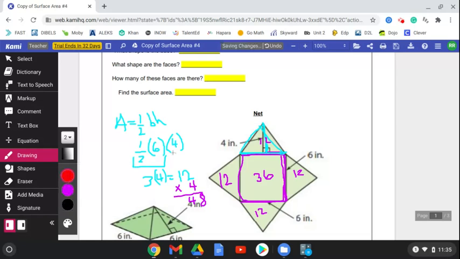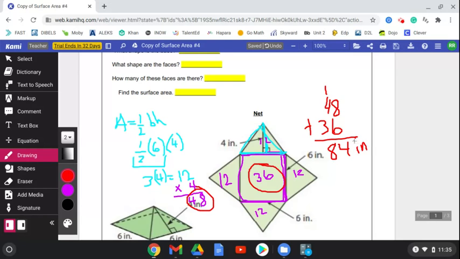Okay, so final step here is to take the area of the square and add it to the area of all the triangles. So 48 plus 36, that would give us what? That would give us 84, and this is inches squared. That is the surface area of this square pyramid.